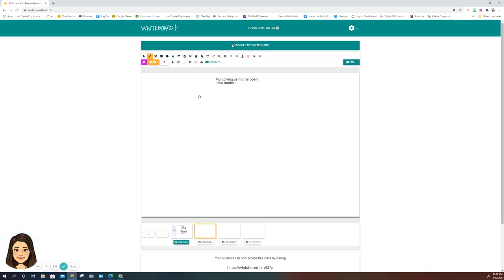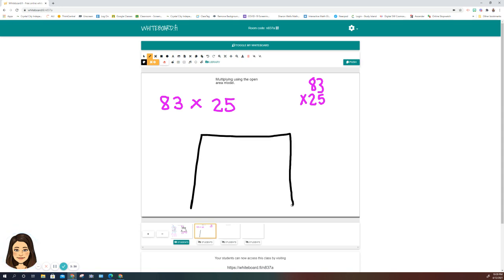Now we're going to multiply using the open area model. So let's say you have 83 times 25. 83 times 25 can be written horizontally or it can be written vertically. And if you want to use the open area model, you would draw your model.